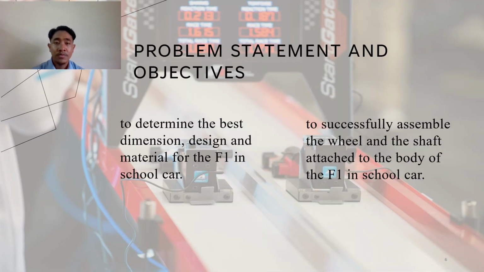Next, problem statement and objectives. Based on the extensive literature review, the problem statement is to determine the dimension, design, and material for the F1 in School car wheel. Other than that, it is to successfully assemble the wheel and the shaft attached to the body of the F1 in School car. On the other hand, the main objective of this final year project is to successfully design, analyze, and construct a fully functional wheel for the F1 in School car that will help the car to travel along the track system in the shortest time.